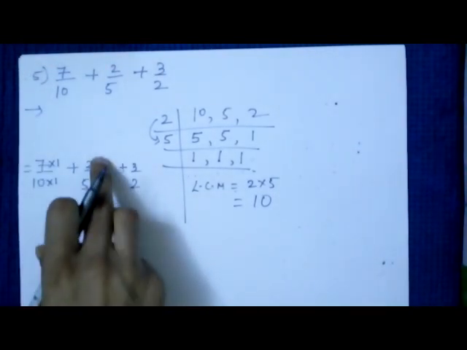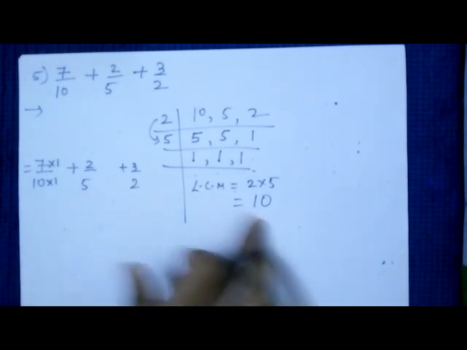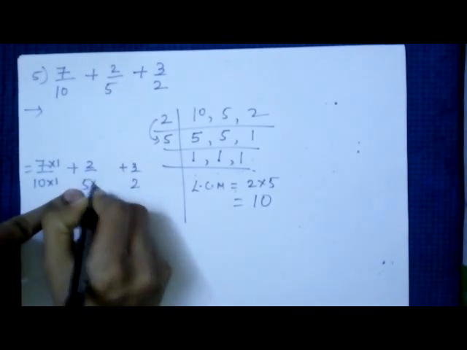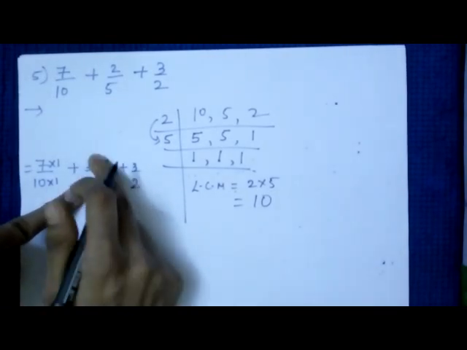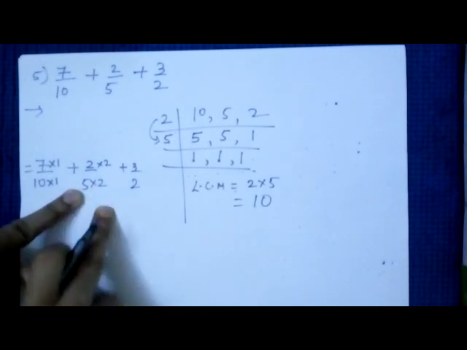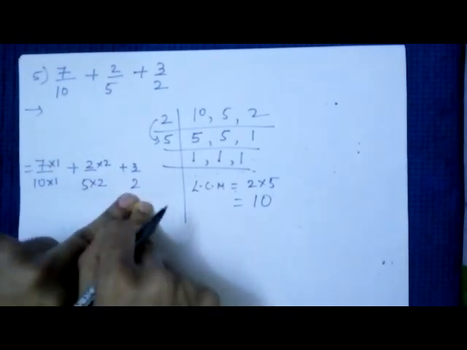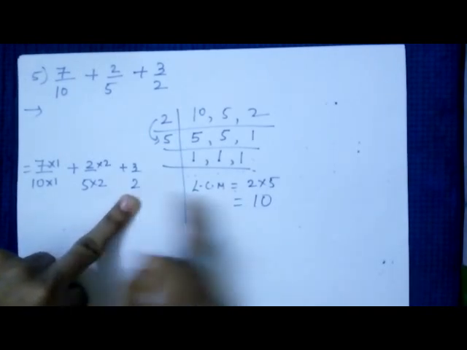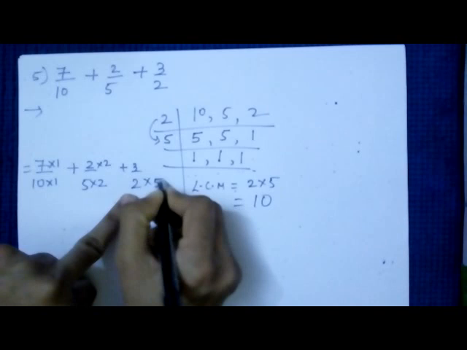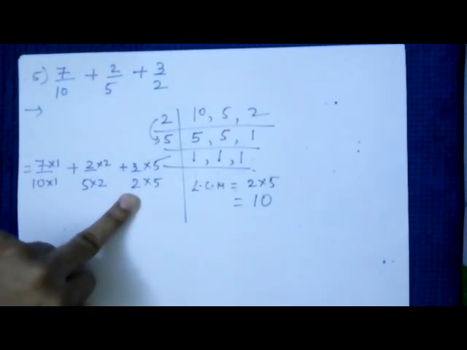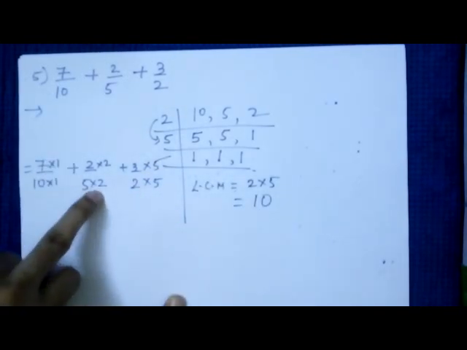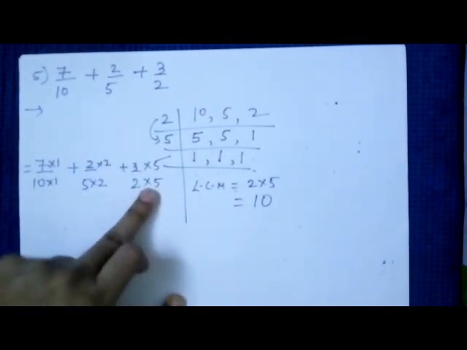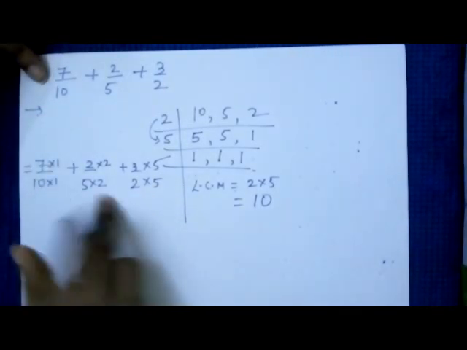Now the second fraction, 2 upon 5. 5 how many is 10, that you need to think. 5 2s are 10. So for this fraction we will multiply both numerator and denominator by 2. Now the third fraction is 3 upon 2. 2 how many is 10? 2 5s are 10. So here we will multiply by 5. So first one into 1 we have done, second one into 2 and third one into 5. So 10 1s are 10, 5 2s are 10 and 2 5s are 10. So the denominators are the same.